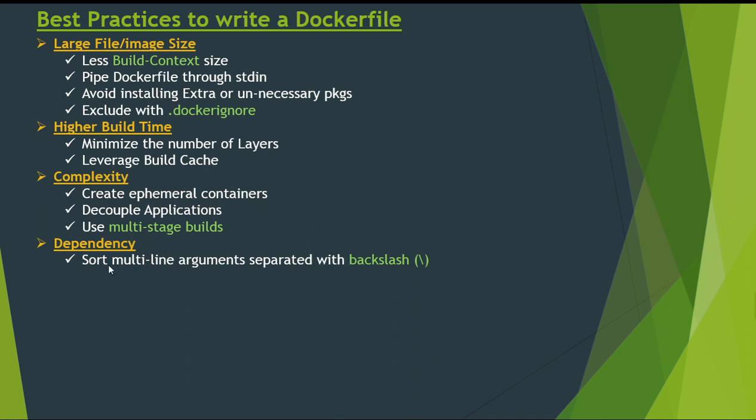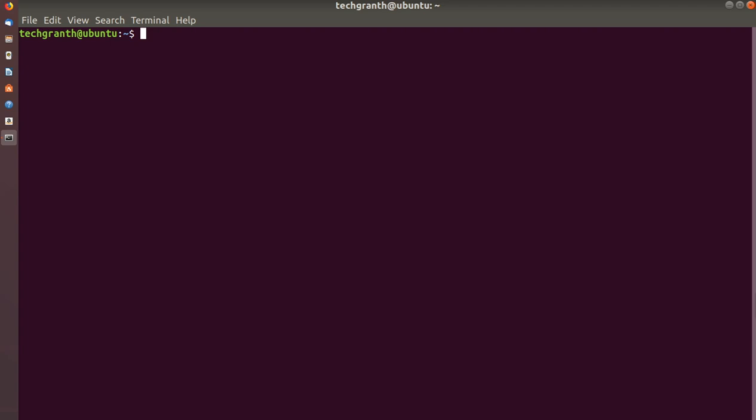Okay, let's see how we can implement all these in our Docker file. So let's go to our terminal and have a look. Let's first see how we can reduce our image size or our Docker file size, right? Basically, if you have a Docker file of any size, our main motive is to reduce our image size. So let's see how that size increases and how we can reduce it.